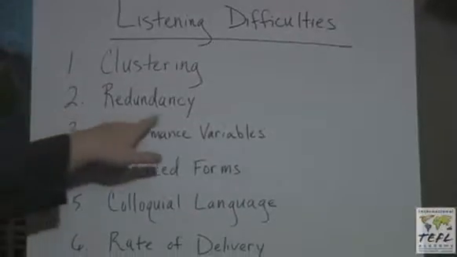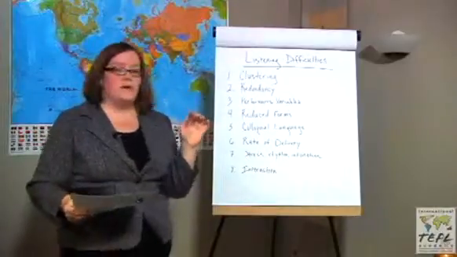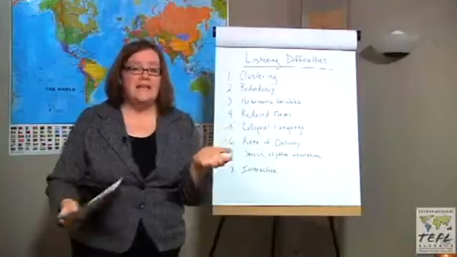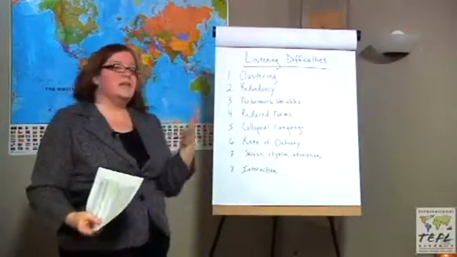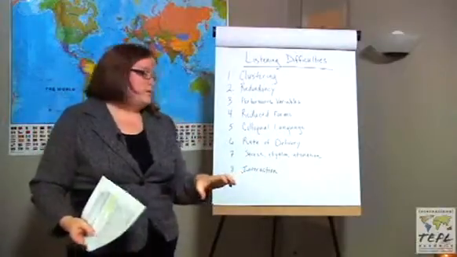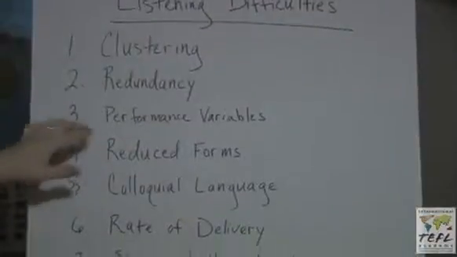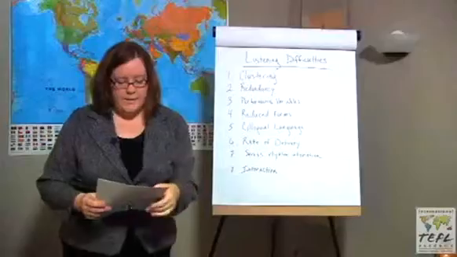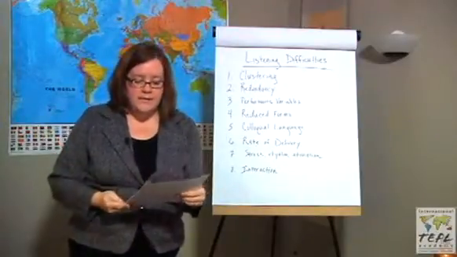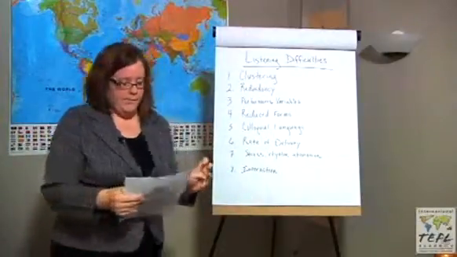Number two is redundancy. So in oral speech, we use a lot of words repeatedly. For instance, I mean, you know, like, those are words that become repeated over and over again in oral language that a student would not see in written language. So that becomes another difficulty in listening. Number three, performance variables. So this could include hesitation, false starts, pauses, self-correction. Those are all very different from written language.